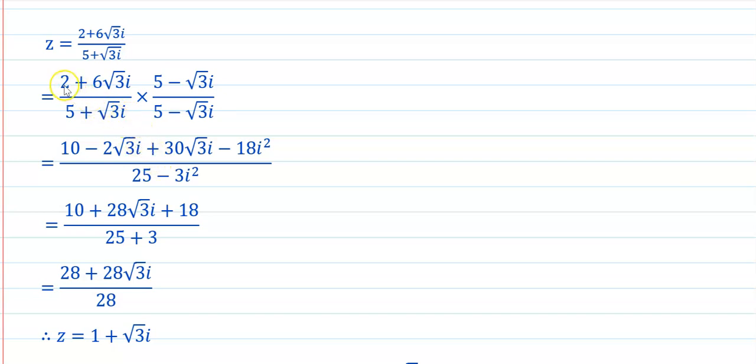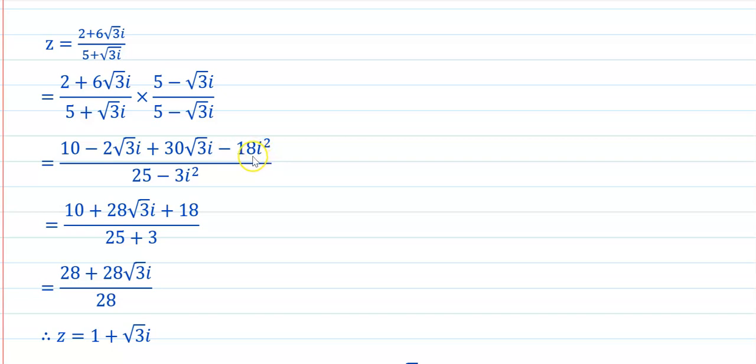Next, normal multiplication. That is 2 into 5, you will get 10. 2 into minus root 3 i, you will get minus 2 root 3 i. 6 root 3 i into 5, then you will get 30 root 3 i. 6 root 3 i into minus root 3 i, that is root 3 into root 3, you will get 3. 3 into 6, 18. 18 i square means what? Minus 18, and this minus and minus will become plus.